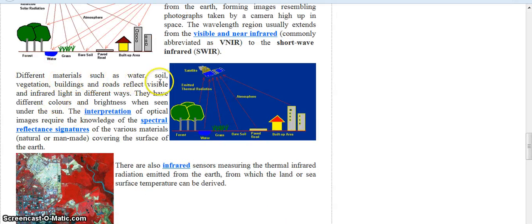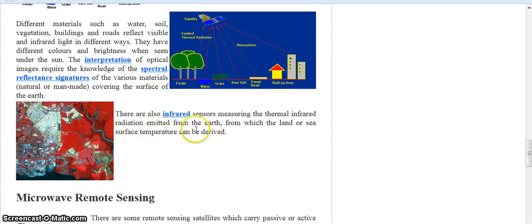Different materials such as water, soil, vegetation, buildings, and roads reflect visible and infrared light in different ways. They have different colors and brightness when seen under the sun. The interpretation of optical images requires the knowledge of the spectral reflectance signatures of various materials, natural or man-made, covering the surface of the Earth. There are also infrared sensors measuring the thermal infrared radiation emitted from the Earth.